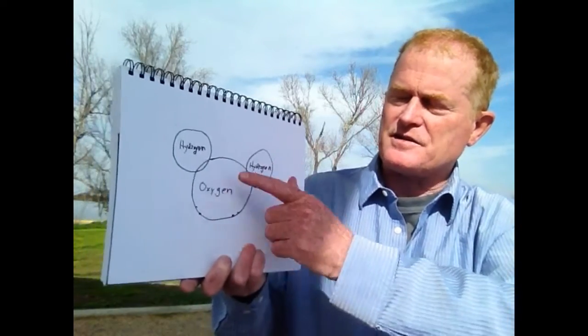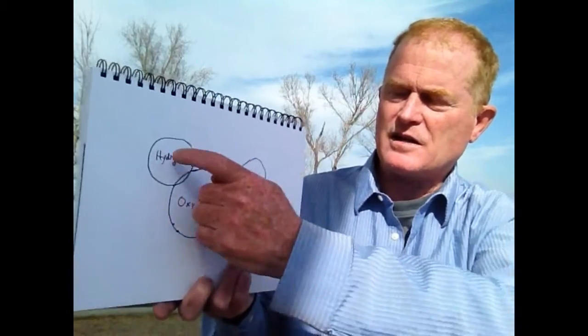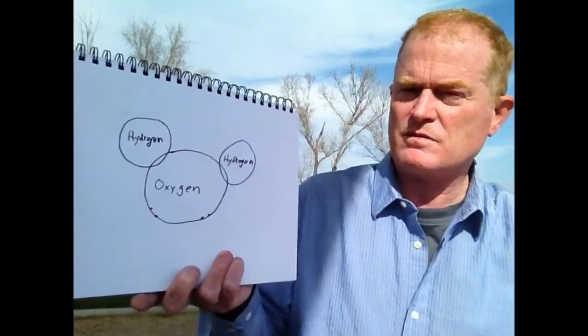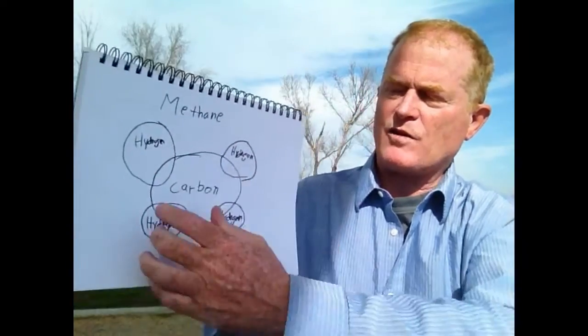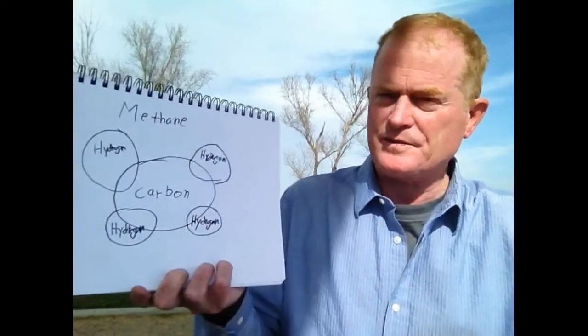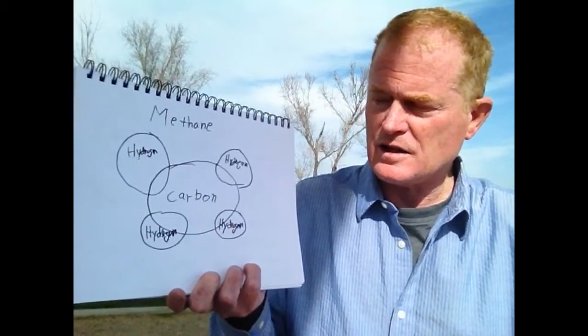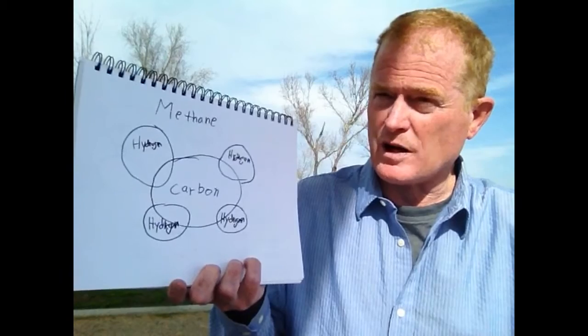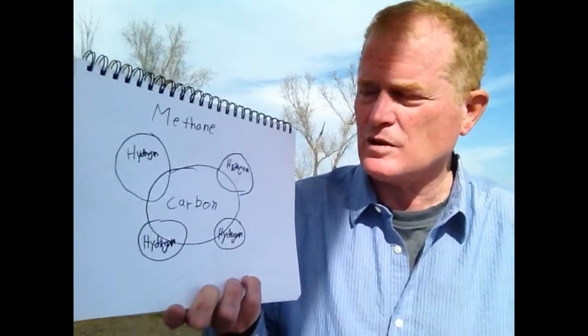But this is a polar molecule because it can't really form covalent bonds down here, whereas methane can form covalent bonds on all four corners. It therefore is not a polar bond or a polar molecule, a dipole.